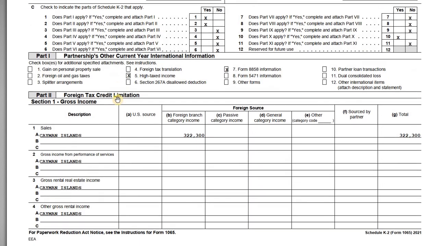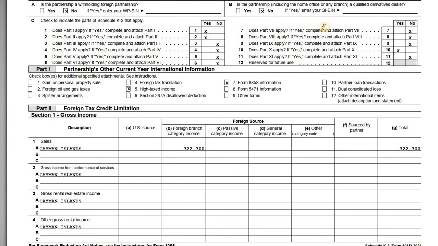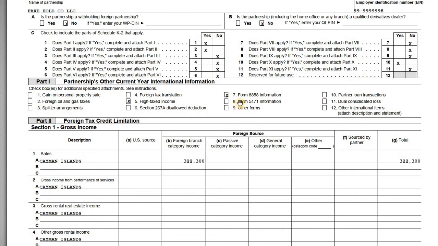Now, Part 1 here, other current year information. This is completed if you have information that wouldn't fall within one of these parts up here, 1 through 12, and you need to attach additional schedules or supplementary information. In our case, we do, right? We have information on 8858, so the foreign disregarded entity, and then high tax income information. This often applies. High tax income is a separate computation for U.S. persons that have passive income from foreign sources.